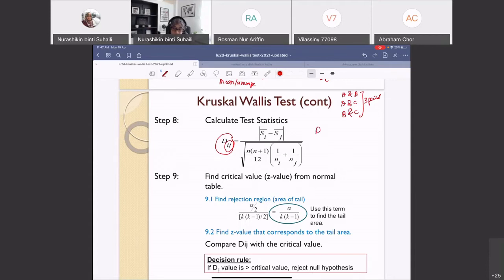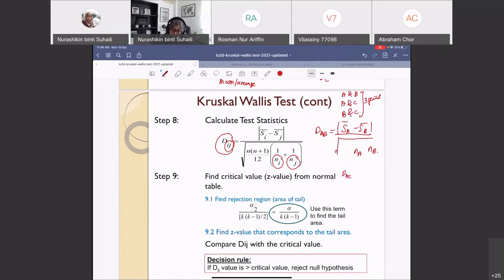So you should find what is D, AB. You should write it according to your problem. All the related terms, like SI, SJ, now refer to SA bar minus SB bar. Then take the absolute value of that, and the square root of the whole thing over here. You should know that NI refers to NA and NJ refers to NB. So that is the value DAB, the D value for the pair AB. Then you have to proceed with the other pairs as well, like DAC.